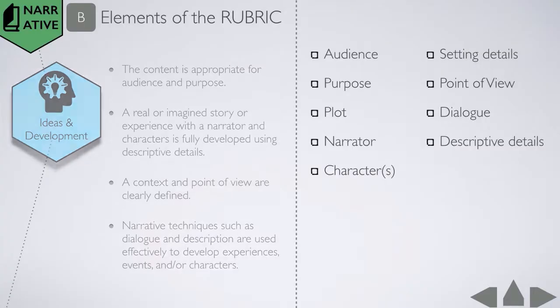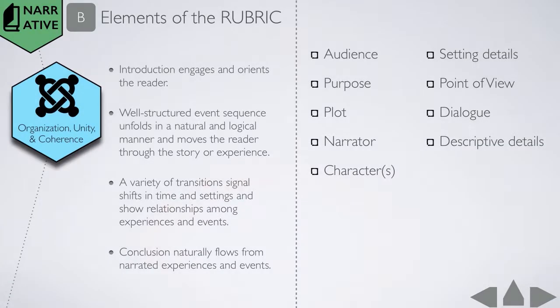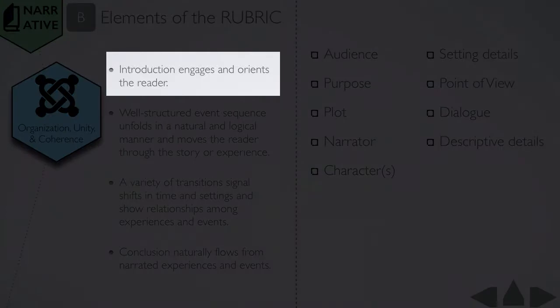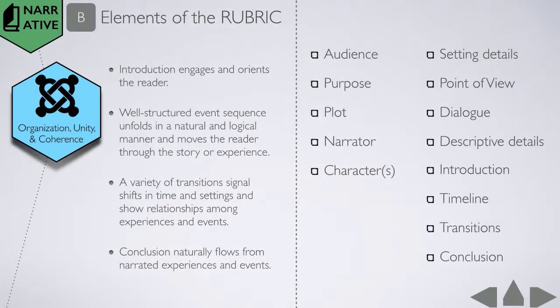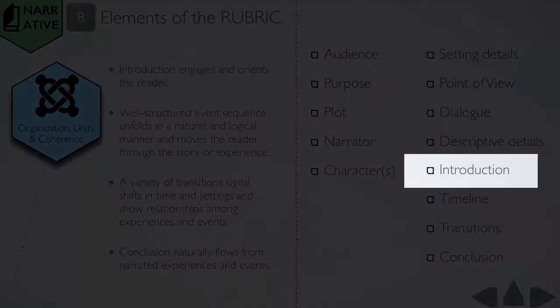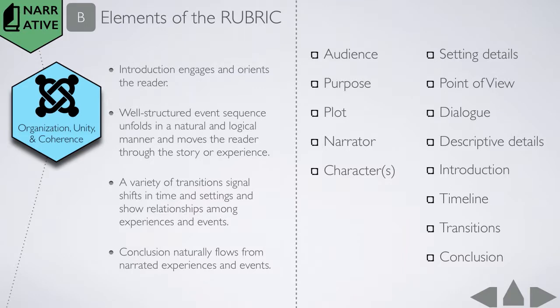Now let's look at organization, unity, and coherence. Same situation here. We have the 4 bullet points taken from the score 4 part of the narrative rubric. And it says the introduction engages and orients the reader. So we have to have an introduction. Well, that's kind of a given. If you follow the basic plot line, you're going to have an introduction and a conclusion.